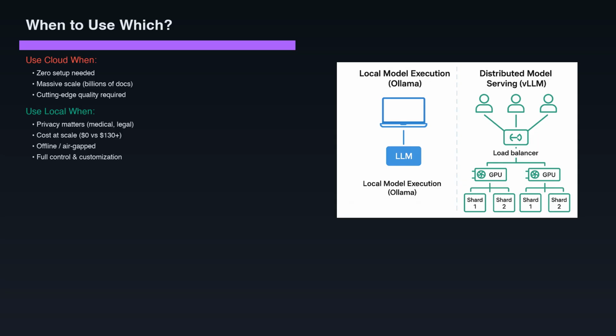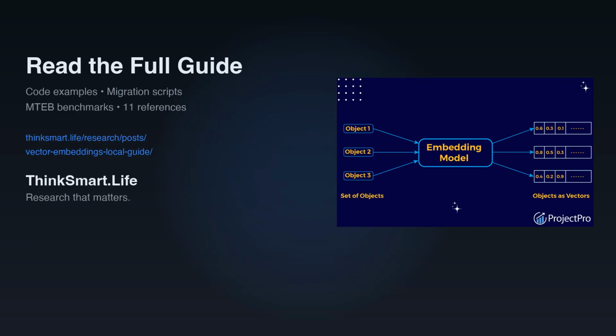The bottom line? The embedding quality gap between cloud and local has nearly vanished. For most developers, local embeddings are the smarter choice. Free, private, offline, and surprisingly good. Stop paying for something you can run yourself.